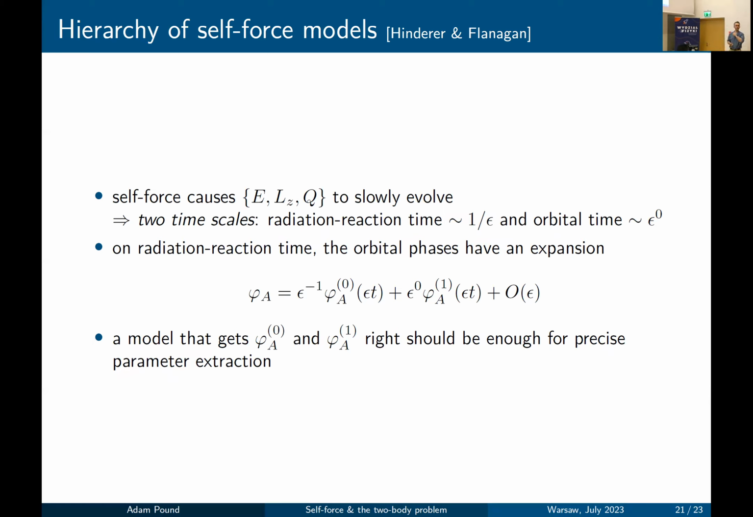But they're all going to be evolving slowly with time because the whole system is evolving slowly compared to the orbital timescale. So we have two distinct timescales. We have what is called the radiation reaction time. That's the 1 over epsilon I mentioned before. So that's the timescale over which the energy changes appreciably. Then we have the orbital time, which in terms of epsilon is just epsilon to the 0, because that's determined just by the background mass. It's not determined by epsilon at all.